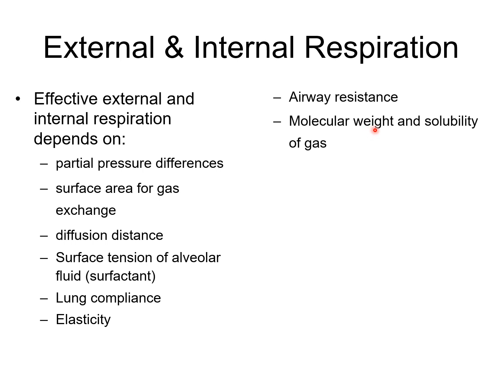And then lastly, the molecular weight and solubility of the individual gases. Whilst oxygen is important, we can't live without it, it has a lower molecular weight than carbon dioxide. Typically carbon dioxide is around 24 times more soluble than O2 in fluid, in our case in blood. Therefore, the net result is that carbon dioxide diffuses around 20 times faster than O2 into and out of the cells and into and out of the blood.